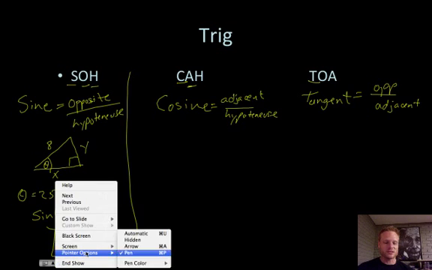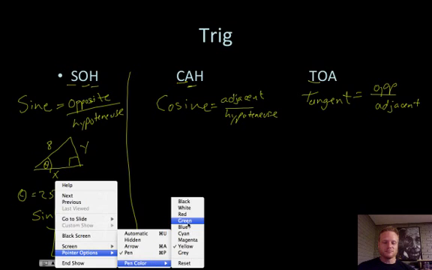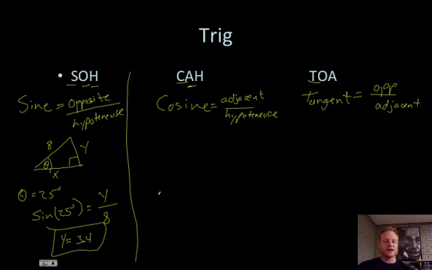Let's change pen colors just to brighten things up. The cosine is adjacent over hypotenuse. So let me draw a triangle. Hopefully I can do a better job of it. Oh yeah, that is so much better. Here's theta, here's y, here's x. I'll call this 8 again, and I'm going to still have theta equals 25 degrees.